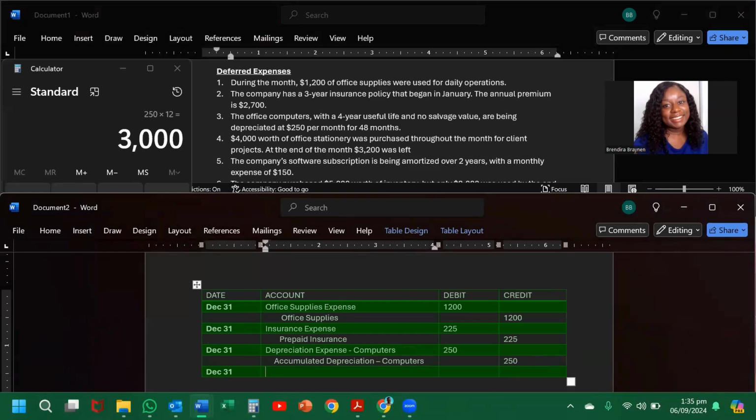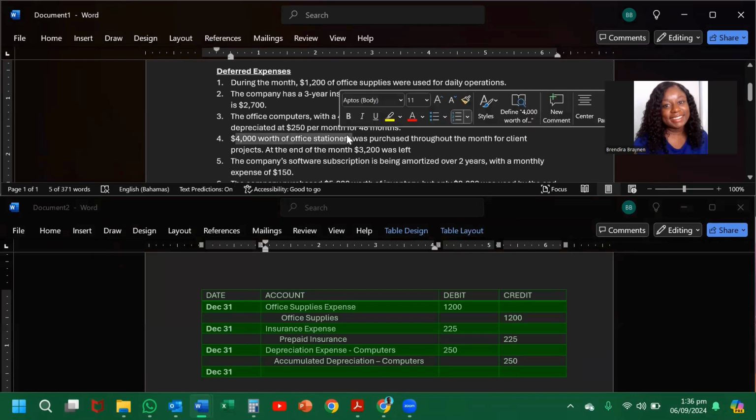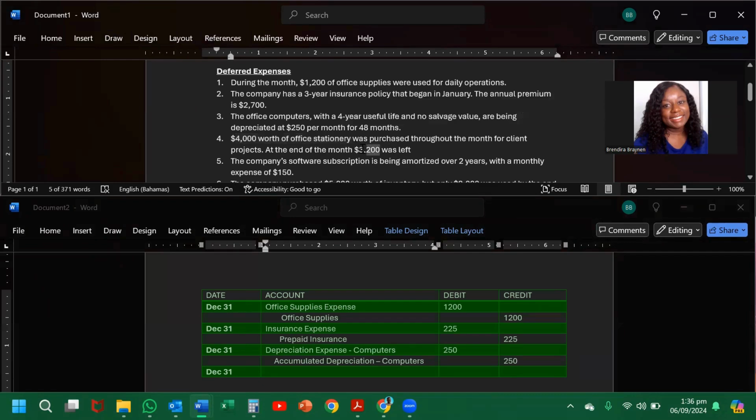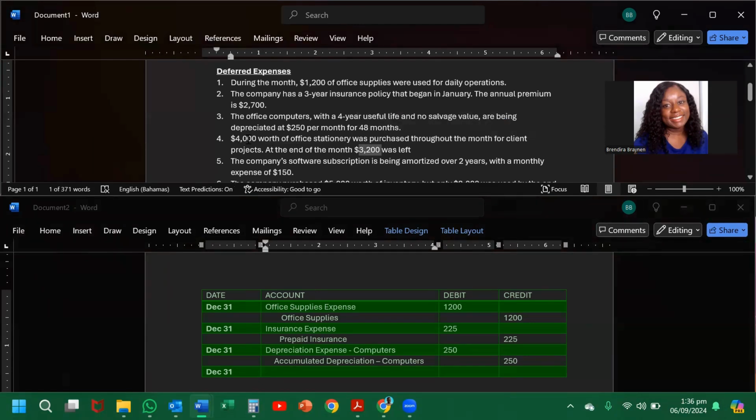Let's do another example. Question number 4. It says $4,000 worth of office stationery was purchased throughout the month for client projects. At the end of the month, $3,200 was left. What that suggests to me is that at the time when we paid $4,000 for office stationery, we saved that to an asset account. And now at the end of the month, we realize some of it has been used and we're left with $3,200 worth. That means that a portion of it should be expensed. We have to adjust the $4,000 that most likely is sitting in the account and make it $3,200.